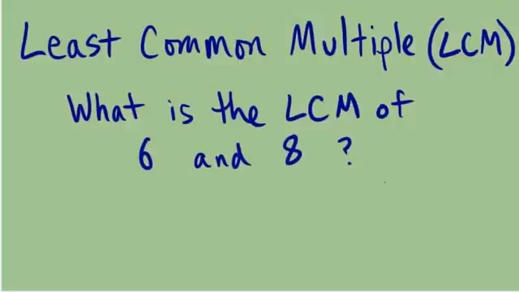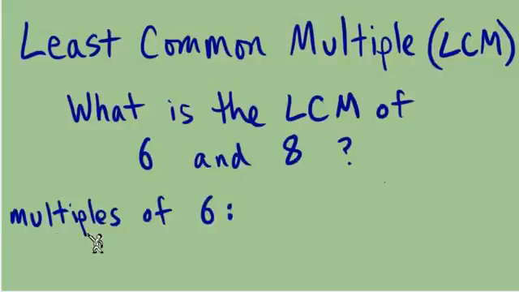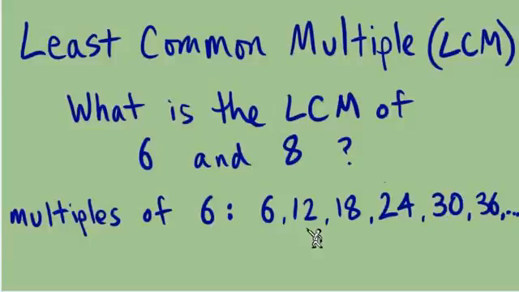Well, let's break this down by what does it mean, least common multiple? Let's take these numbers 6 and 8 and just write out some multiples. Let's start with the multiples of 6. This list of multiples comes from a couple of different ways. You could think of finding multiples of 6 by doing 6 times 1, 6 times 2, 6 times 3, 6 times 4, and so on.